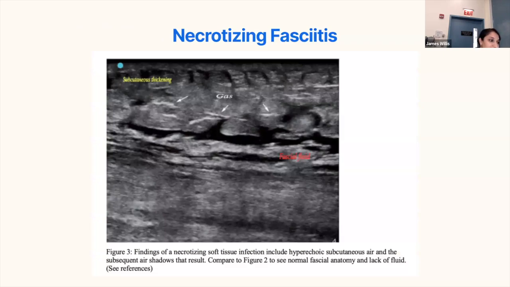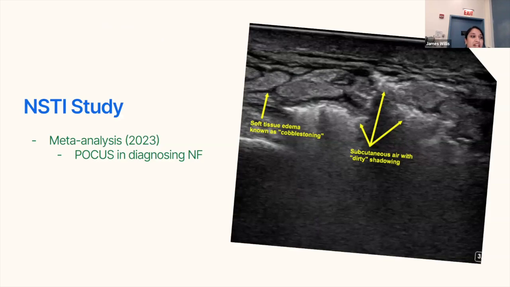And then with neck fascia, the biggest thing is that you see it's hyperechoic, and you also see air shadowing. The biggest takeaway from this lecture when I spoke to the ultrasound faculty is dirty air shadowing, and that's what you see in neck fascia. There was a meta-analysis done in 2023, which analyzed POCUS in diagnosing neck fascia, and it was found to have a sensitivity of 88.2%, a specificity of 93.3%, a positive predictive value of 83.3%, and a negative predictive value of 95.4% in regards to diagnosing neck fascia.